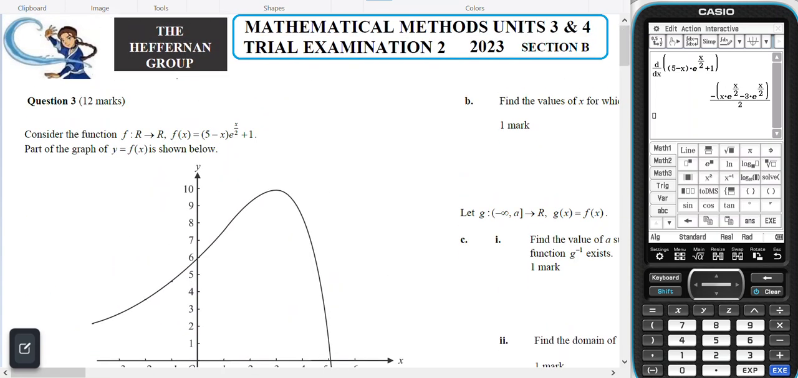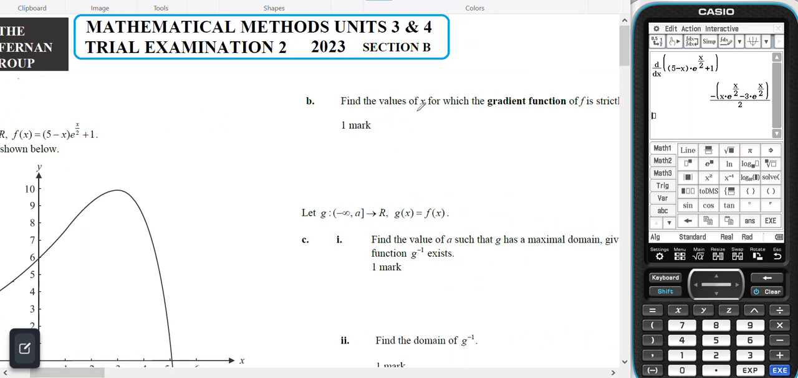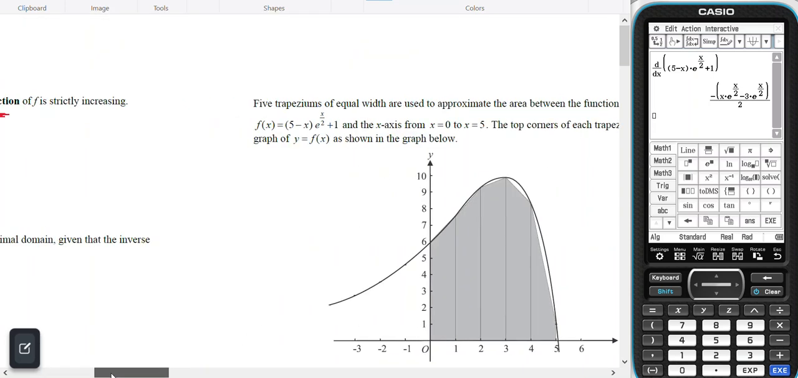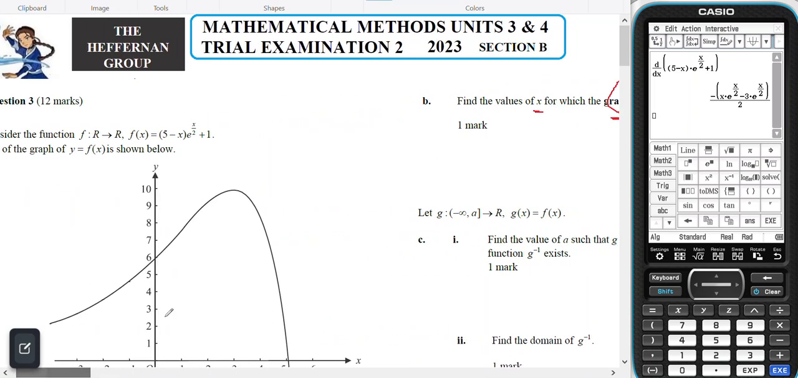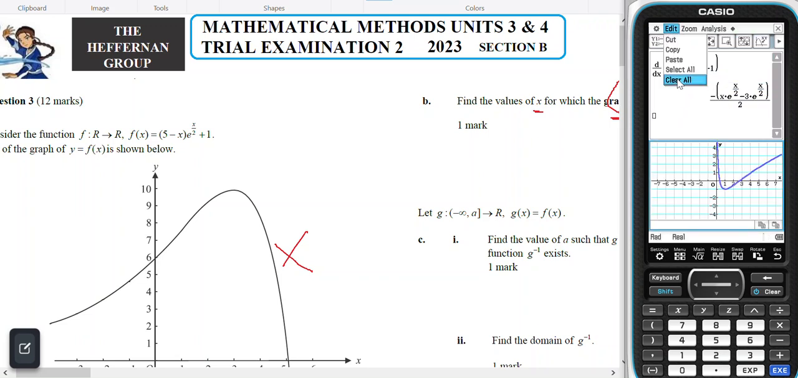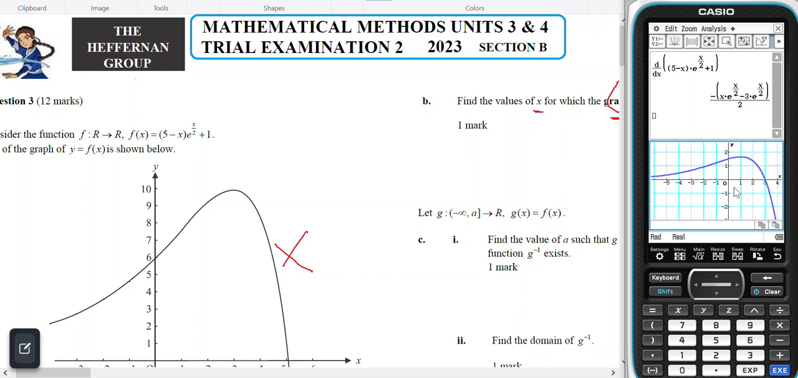So, part B, find the values of x for which the gradient function is strictly decreasing. Okay, so it's about the gradient function strictly decreasing, not this graph, because this graph is f. So if I look at the gradient function, open up the graphing window, edit, they're all okay. I can see that this graph was the increasing function for all the way along here, but then not down here.